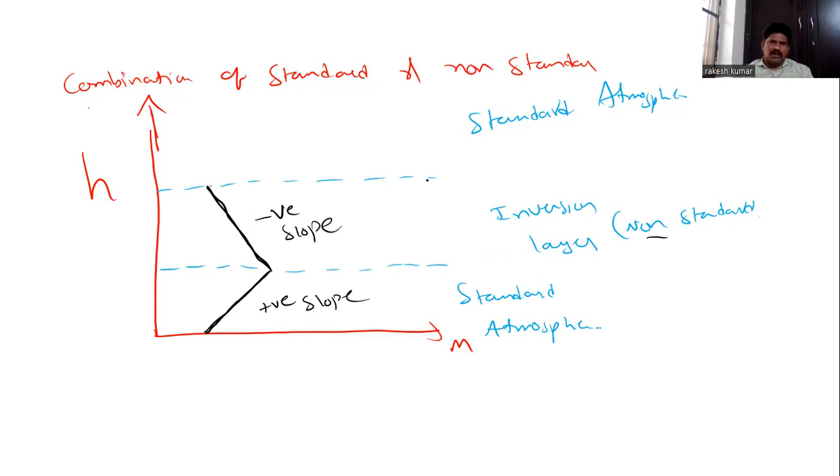Negative slope. Again, for standard atmosphere, my graph will be positive. Okay, so this is a graph with the combination of both standard atmosphere versus non-standard atmosphere. So generally, what is meant by the standard atmosphere?